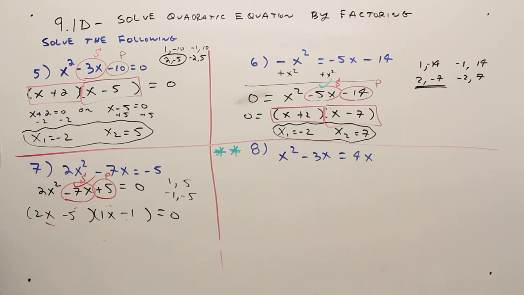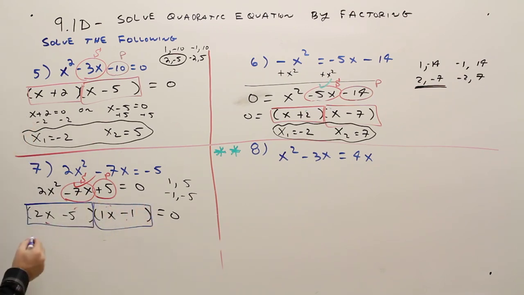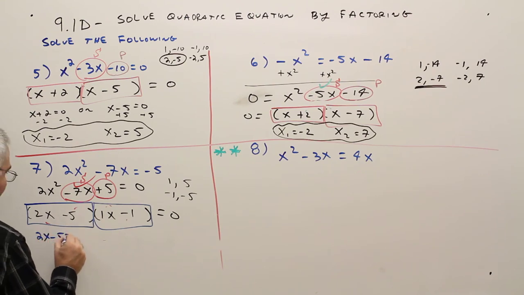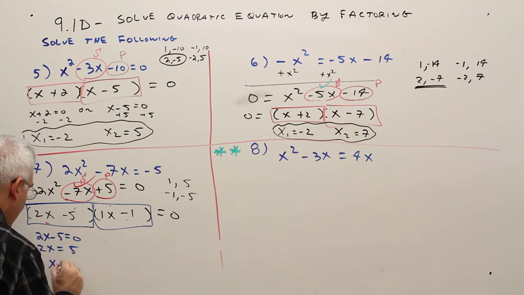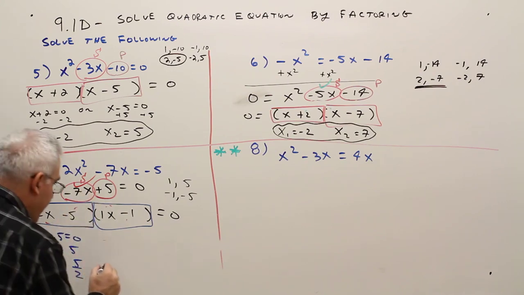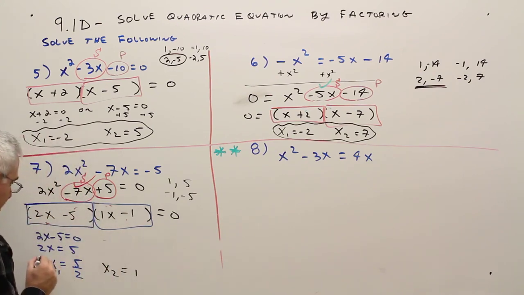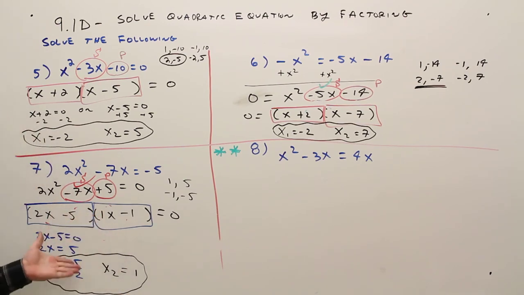Now what I'm going to do is set each chunk equal to 0. So I've got 2x minus 5 equals 0, 2x equals 5, or x equals 5 halves. I typically leave my answer in exact fractional form, in proper fractions. If you want to go decimal, you can. Over here, x sub 2 just equals 1. Okay, so be prepared to get fractional answers, decimals, etc.